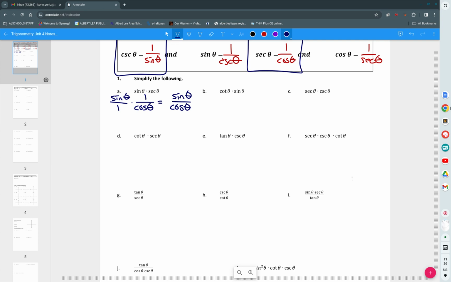Keaton, what is sine over cosine? Tangent. It is tangent. Wow. Do we have to write the theta? Yes.